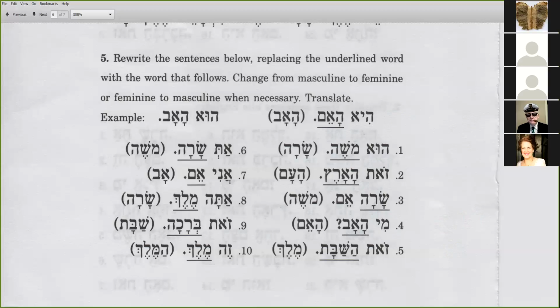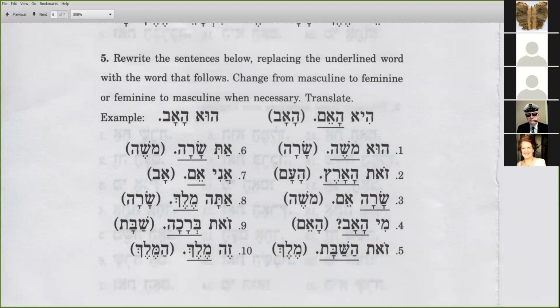Okay, so let's look at this here. "Zot ha-Shabbat." This is me, by the way, "mi." There we go. All right, "zot ha-Shabbat." This is the Sabbath. So we get rid of this and we put "melech" in there. What happens to this one? "Zeh." "Zeh," that's right.